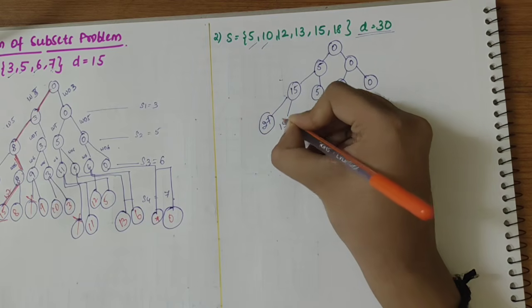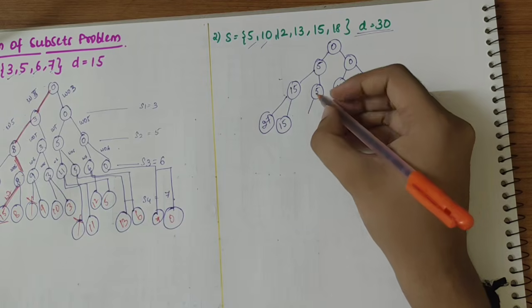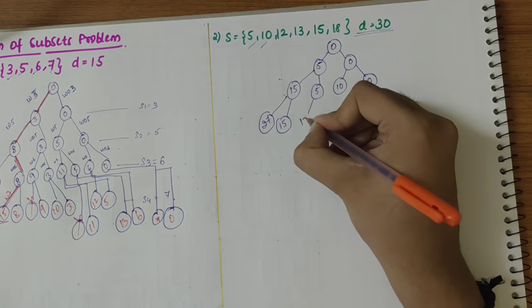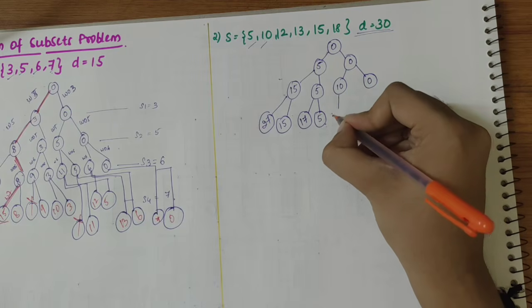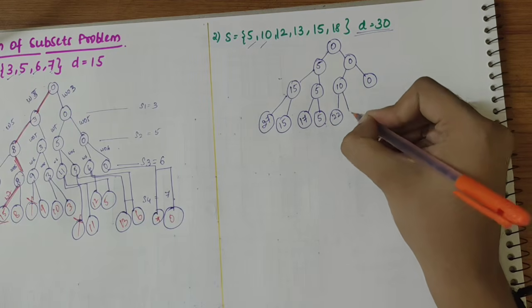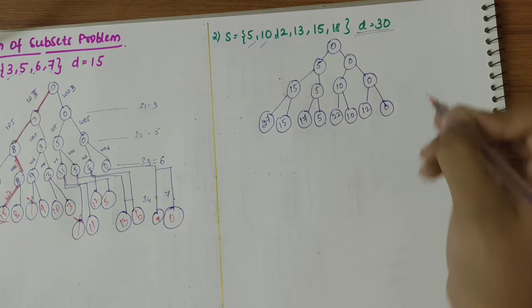Without 12, I have 15 only. Now with 12, so 15, 5 plus 12, 17 I have, and here without 12, so 5. Here with 12, so I get 22. Here without 12, so I get 10. Here with 12, so I get 12. Here without 12, so I get 0.